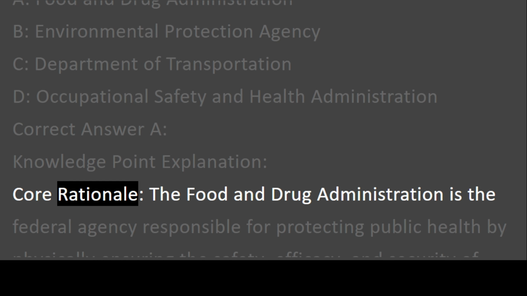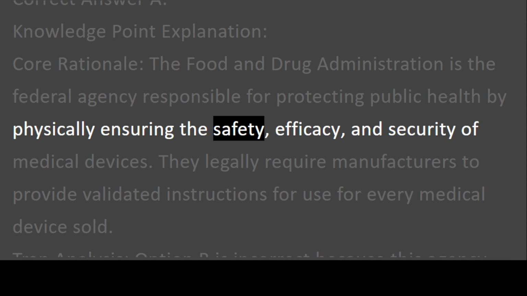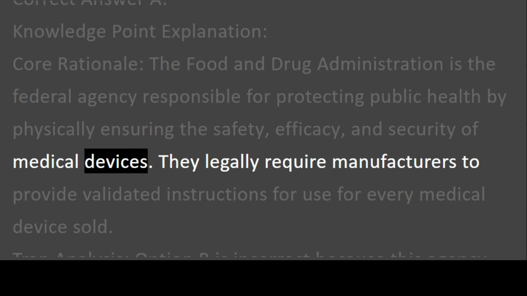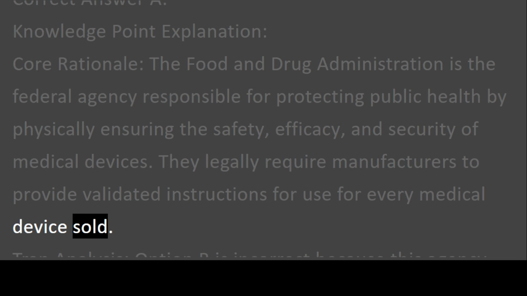Knowledge point explanation. Core rationale. The Food and Drug Administration is the federal agency responsible for protecting public health by physically ensuring the safety, efficacy, and security of medical devices. They legally require manufacturers to provide validated instructions for use for every medical device sold.